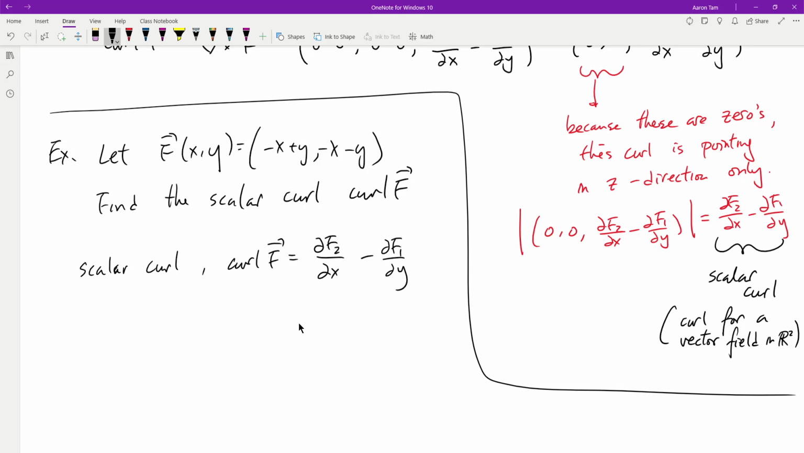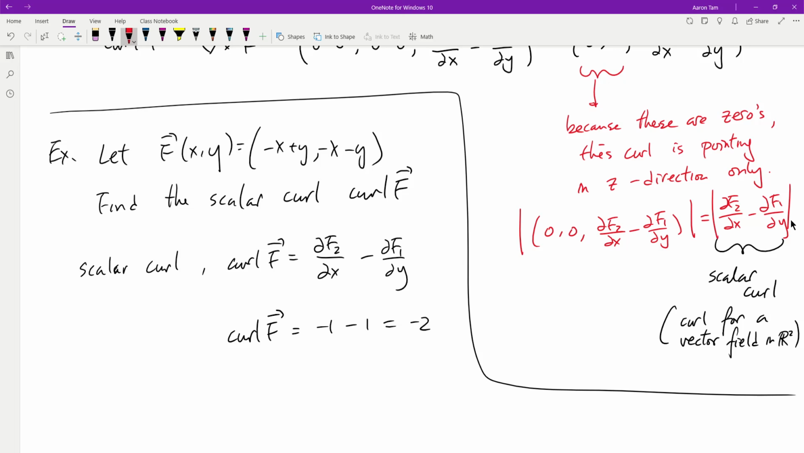So once again, both of these functions are simple enough that I can just do it in my head. In this case, df2 over dx is negative 1, and df1 over dy is 1. So it becomes negative 1 minus 1, which is negative 2. So in this case, because the value is negative, it indicates that the direction of the vector is pointing downward. Oh, actually, you know what? I do want to amend that, meaning it's the absolute value of this expression. So the scalar curl is negative 2. The magnitude is technically 2.